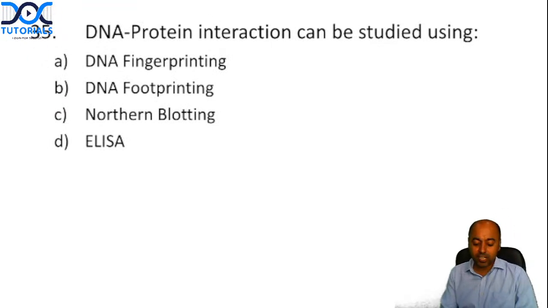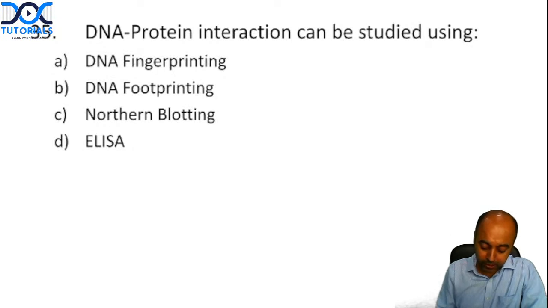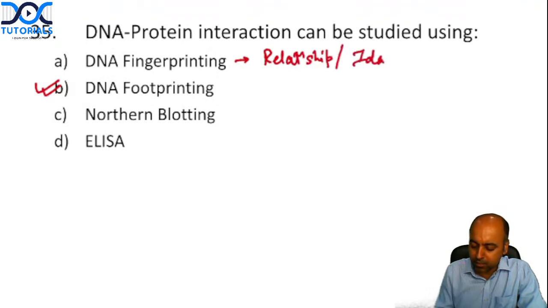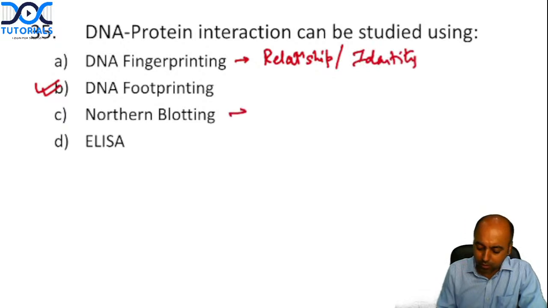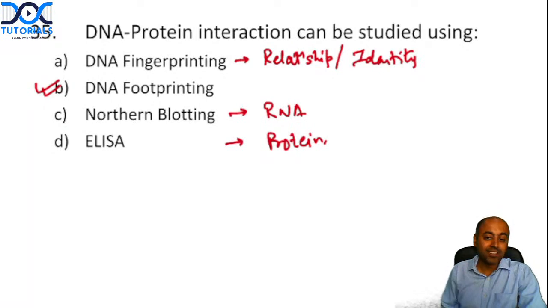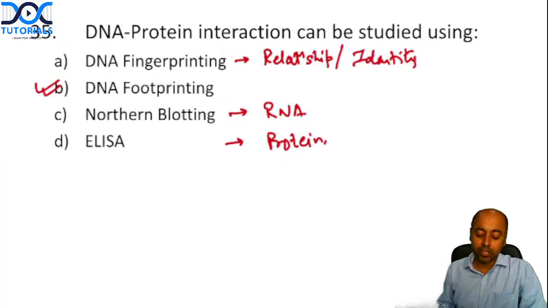Question 35. DNA protein interaction can be studied using. When this question was asked, nobody knew the answer. So everyone marked something else, but nobody was sure about the answer. Here you have to remember it is the DNA footprinting. Okay, DNA fingerprinting is to establish the relationship, or you can say to establish the identity. Northern blotting is for RNA. ELISA is for protein, whereas DNA footprinting is for the DNA protein interaction.